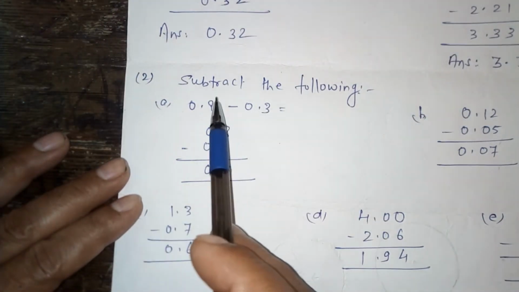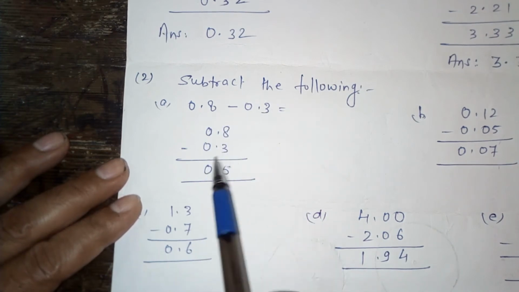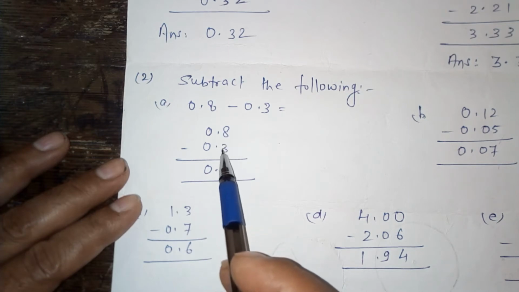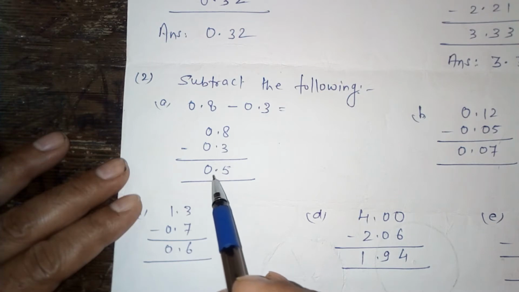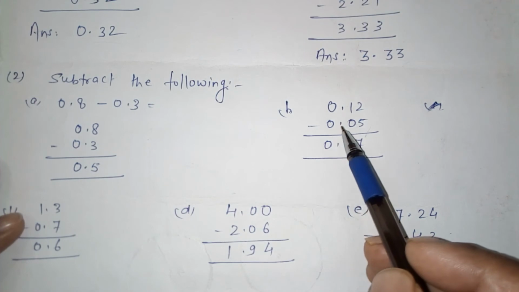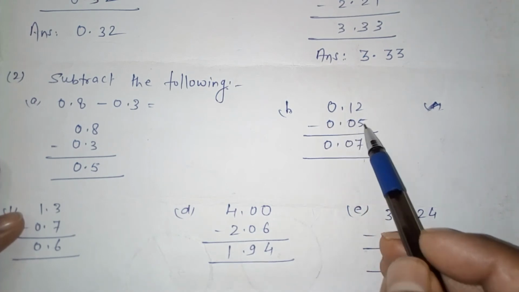Okay. Your next question is: subtract the following. 0.8 minus 0.3. After subtraction, we will get 8 minus 3. It will give you 5. Answer is 0.5. Okay. Your next question is 0.12 minus 0.05.